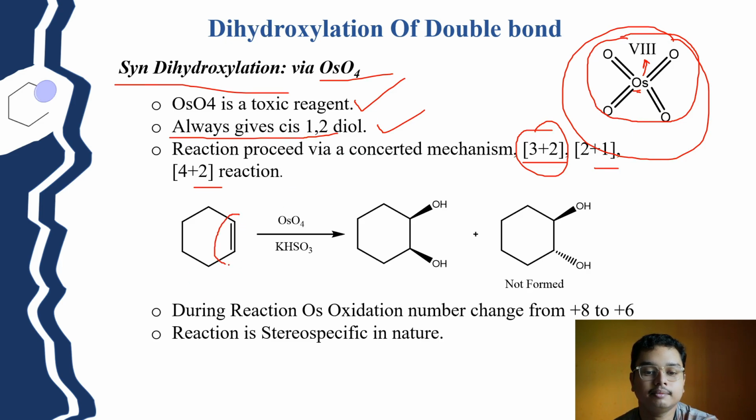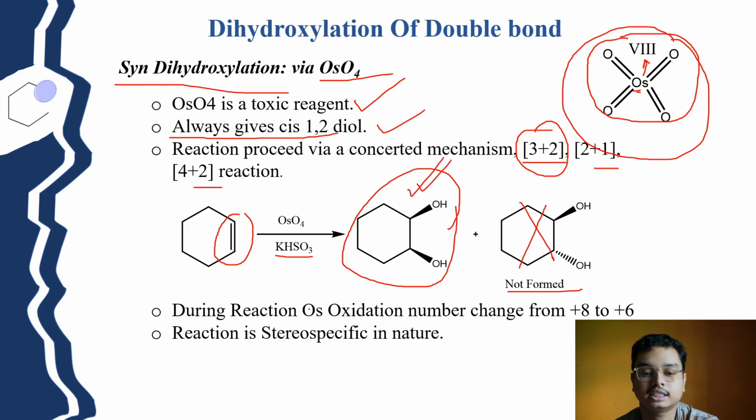This is the starting material. It reacts with OsO4 to make an osmate ester, which we will discuss in the mechanistic pathway. And KHSO3 is used to break this particular bond to generate this product. The trans diol is never formed, only this particular product is formed. During the reaction, the osmium oxidation number changes from +8 to +6. That means the Os is getting reduced and the double bond is getting oxidized. This reaction is stereospecific in nature.